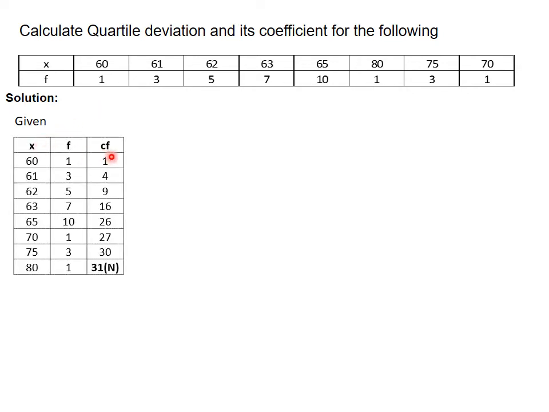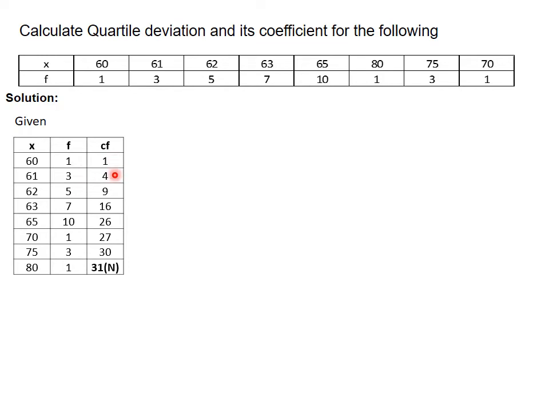Then we have to find the cumulative frequency. For finding Quartile Deviation, we have to find the cumulative frequency. How to find the cumulative frequency for the given problem? First we have to write the first value of frequency as it is. So here it is 1, so we write it as 1.